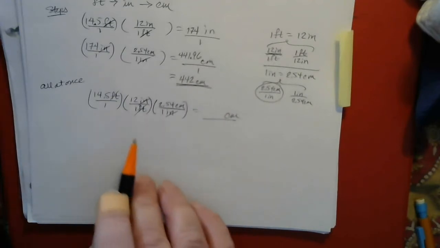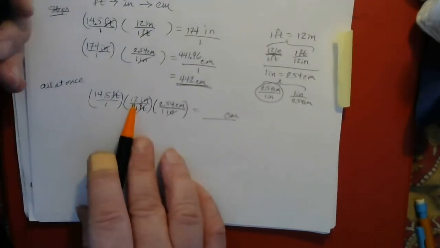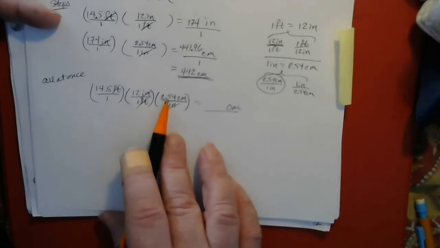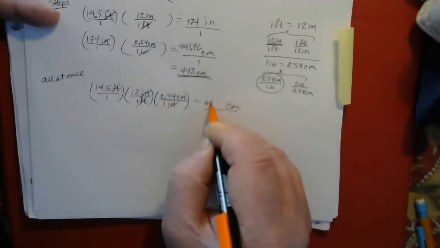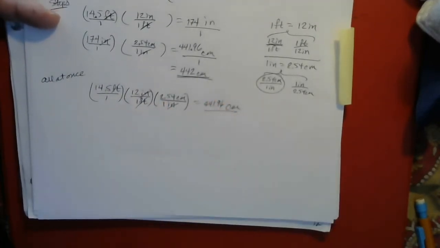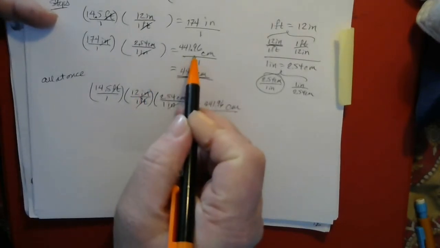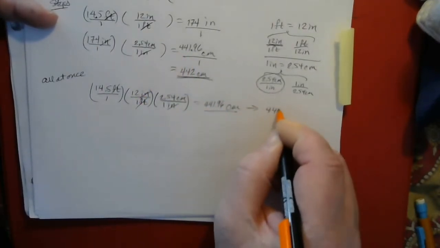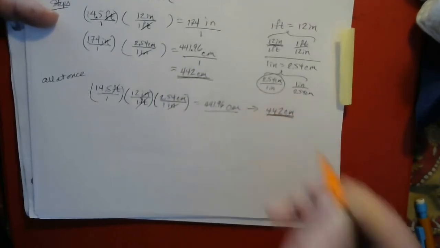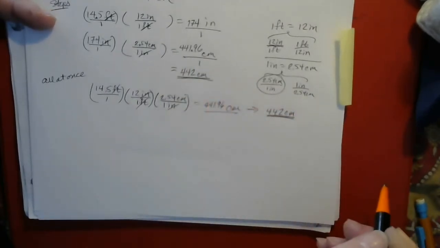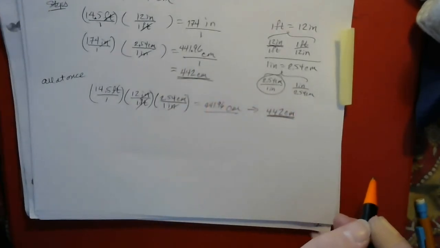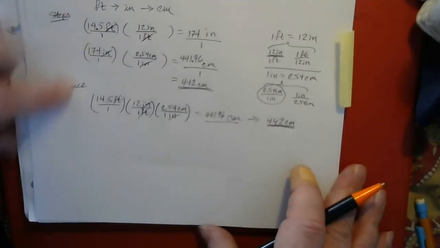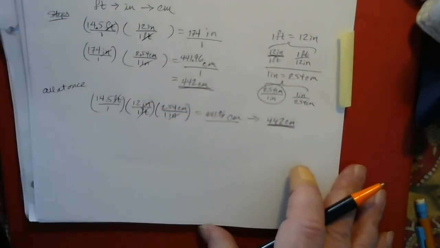And then the number will just be 14.5 times 12 times 2.54, which gives you 441.96, just like it did up here. And then you would round that off to 442 centimeters, just like we did before. So it's really up to you which way you want to approach it, one step at a time or all at once.